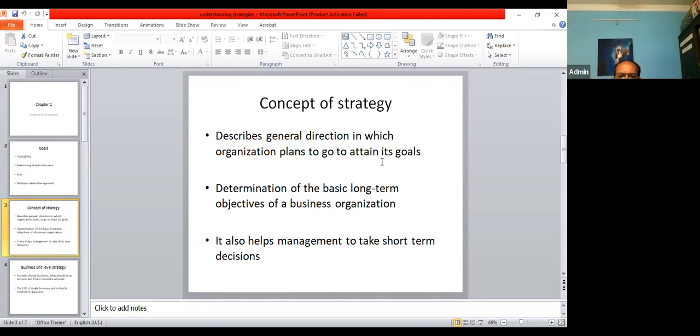Then second one, determination of the basic long-term objective of the business organization. There are basically two types of objectives. One is short-term, the other one is long-term. So when we talk about strategy, always long-term objectives are focused. So for determination of basic long-term objectives, can you share any long-term objective of a company? Anyone, any objective which is long-term? May I know any long-term objective from your side?